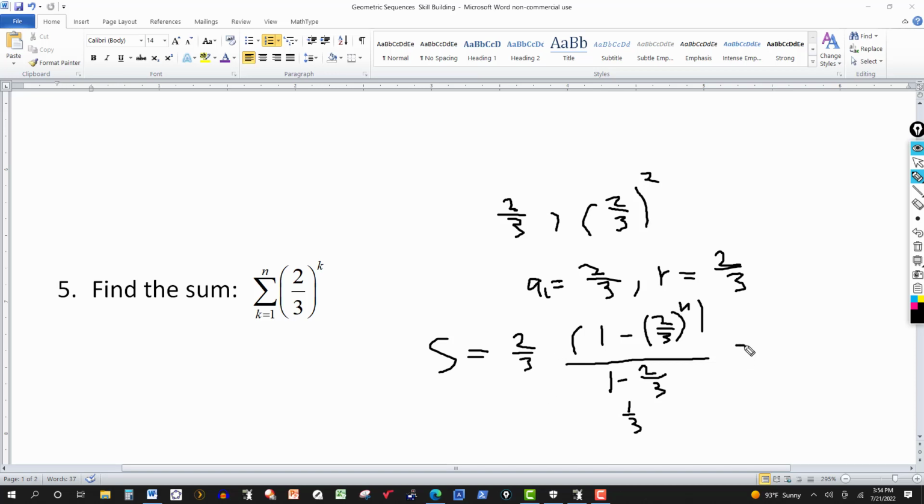So I can write this as 2, in parentheses, 1 minus 2/3 to the nth. And again, we leave it in terms of n because they don't tell us. If they tell you k equal 1 to 5 or to 6 or whatever, then you can go ahead and plug it in and compute it. But in this case, we leave the answer in this form.